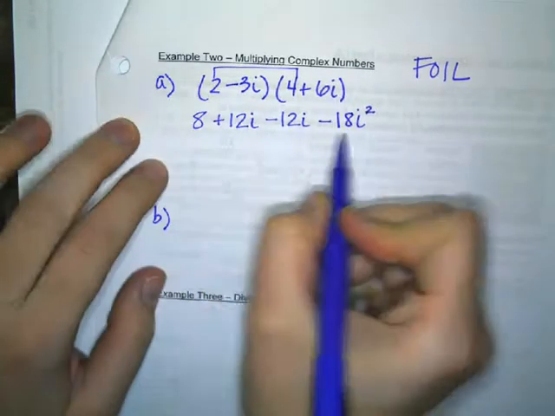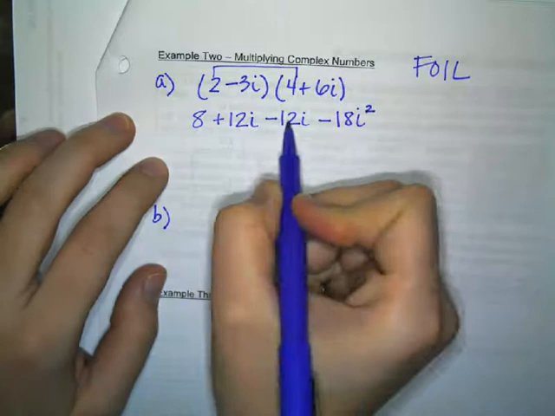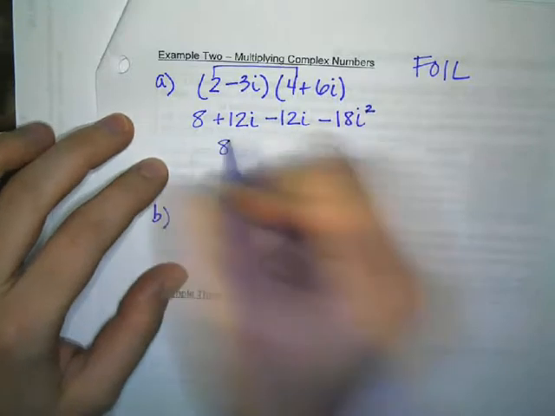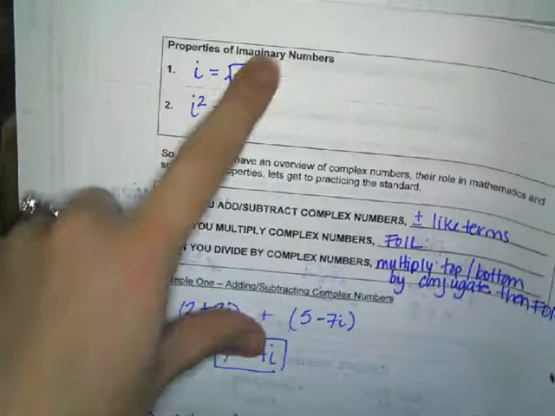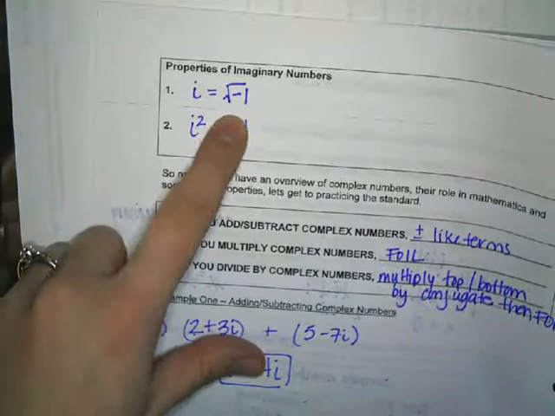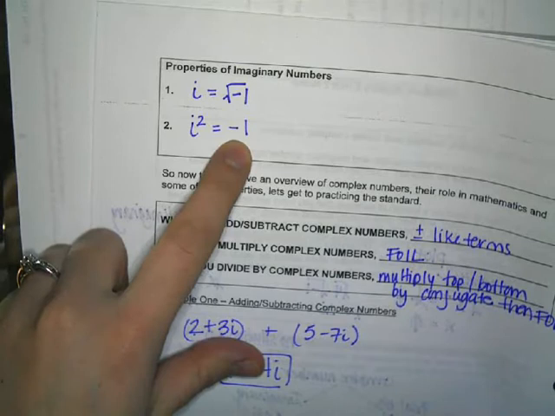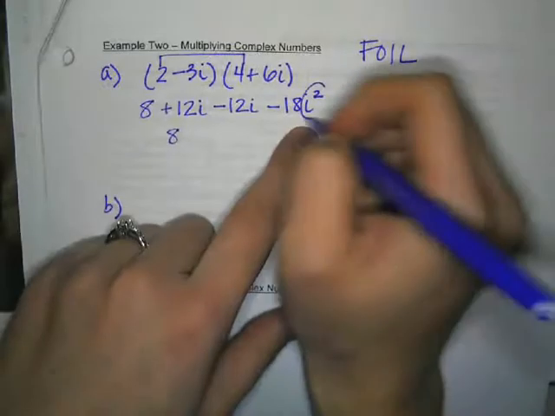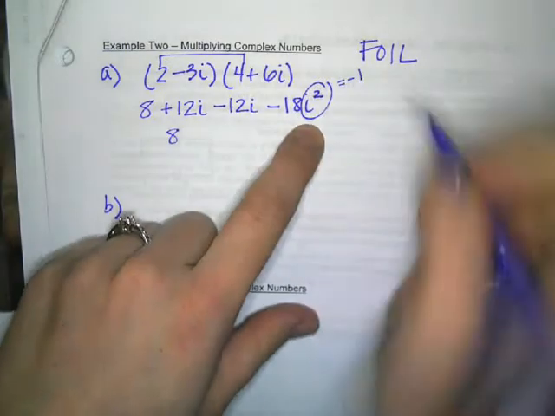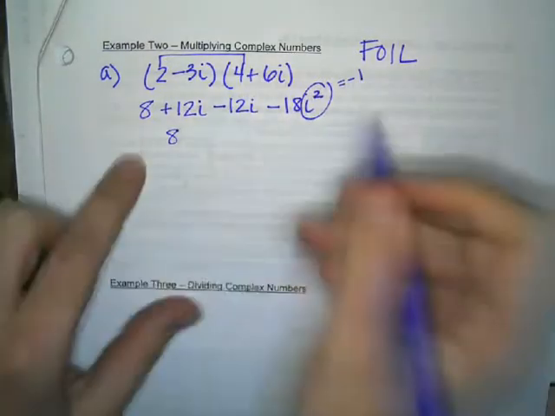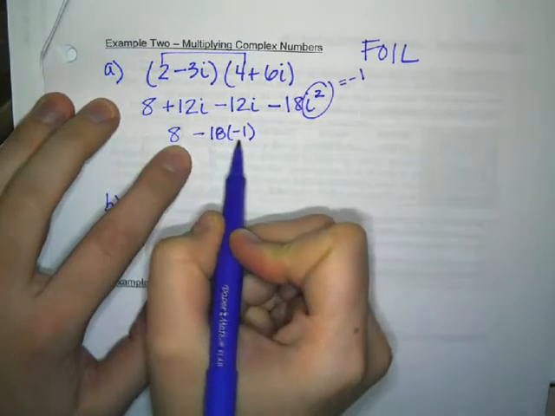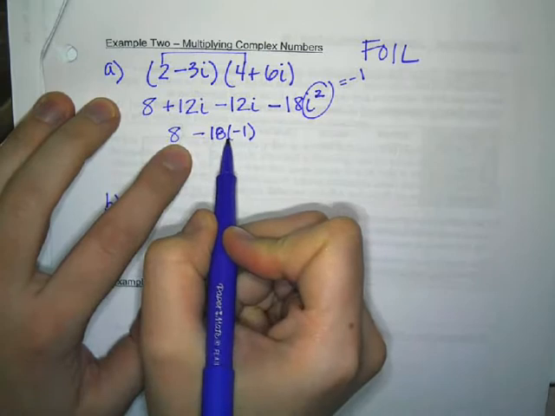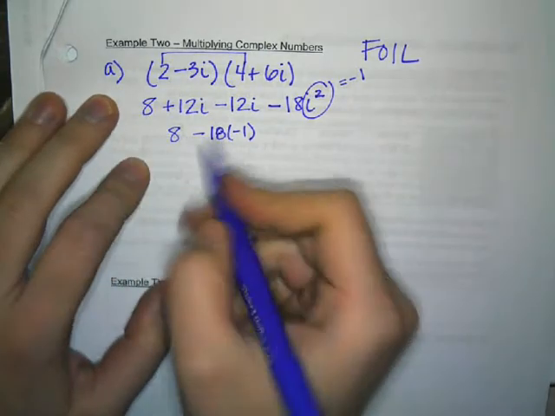Add like terms. Well, when I add like terms, those end up knocking each other out. And then negative 18i squared. Remember, one of the properties of imaginary numbers is that because of how it's defined, when I square it, it ends up turning back to a negative 1. So whenever you see an i squared, you have to treat that as a negative 1. So we're going to have negative 18 times negative 1. Well, negative 18 times negative 1 becomes positive 18, and 8 plus 18 is 26.